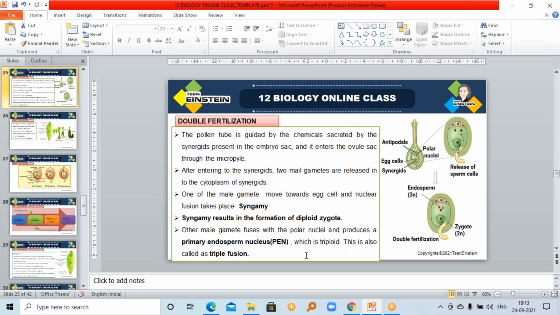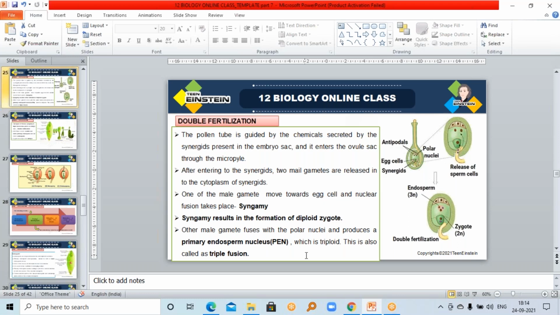Then to that, one more set of chromosomes from the remaining male gamete is added, right? So that results in a triple fusion, correct? To the secondary nucleus, which is already diploid, another set of chromosomes is added. So that is a triple fusion or vegetative fertilization. That is called vegetative fertilization.